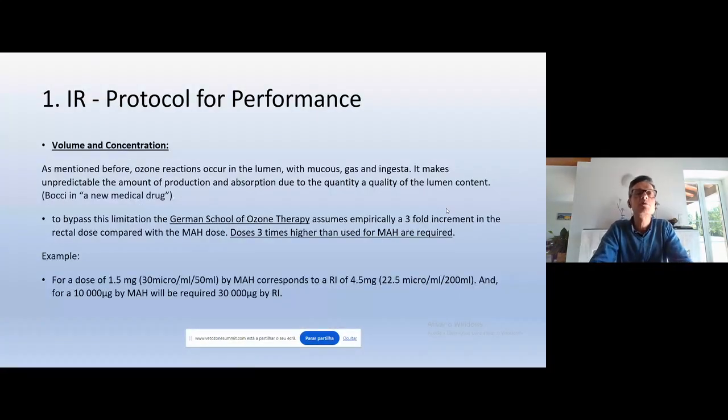Here it's important in terms of volume and concentration. In terms of volume, Bocci defined in his book, he always spoke about the content of the lumen and how this content interferes with ozone, and we are never sure about the quantity that is absorbed. Nevertheless, the German School of Ozone Therapy created a rule that I follow, that we should use doses 3 times higher doing rectal insufflation than using major autohematotherapy.